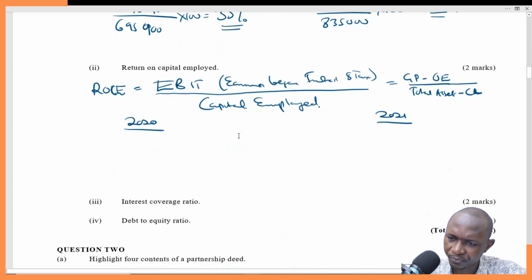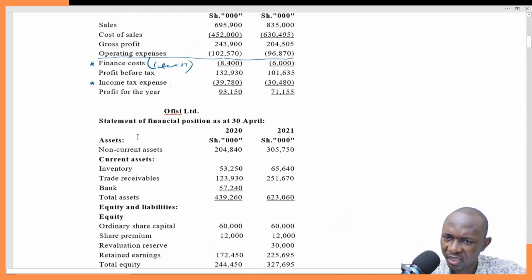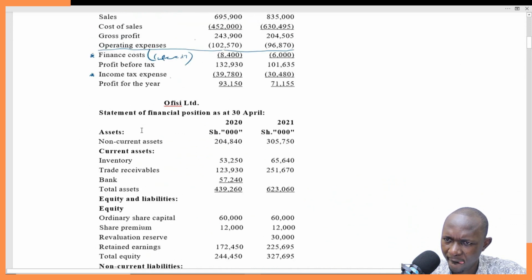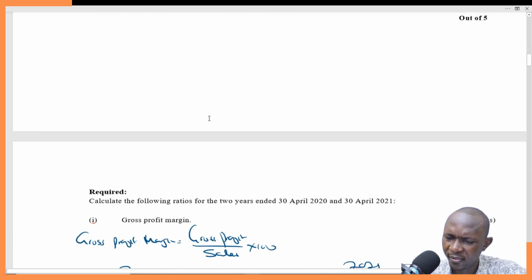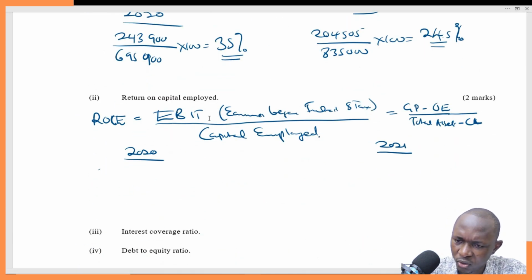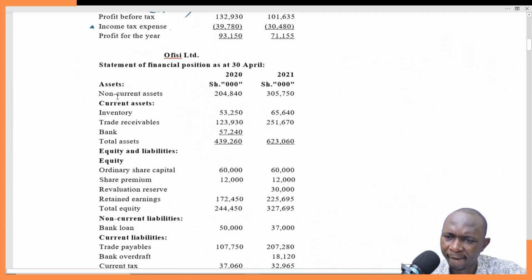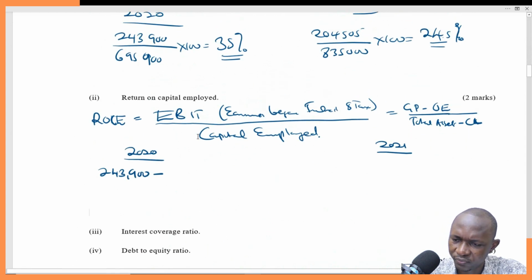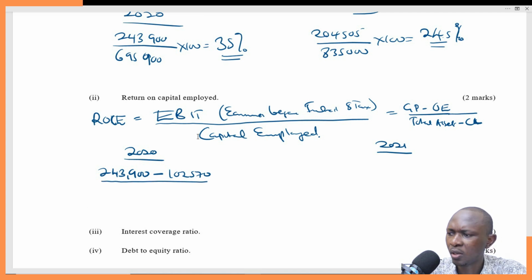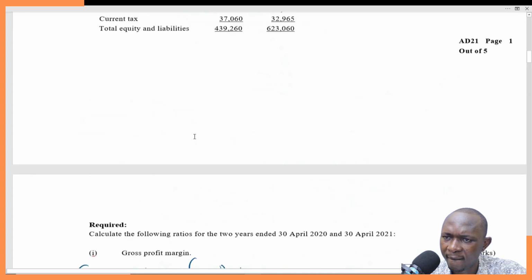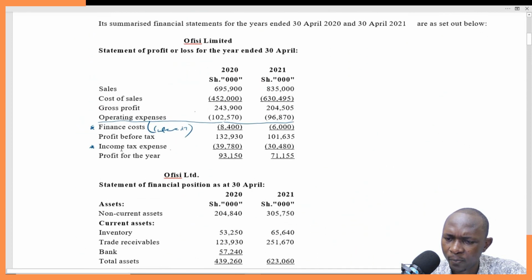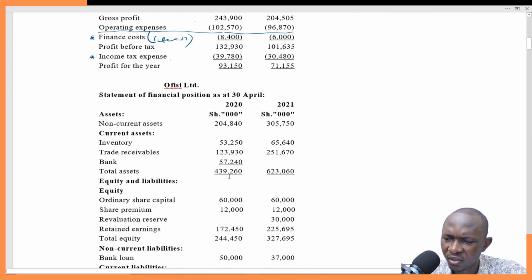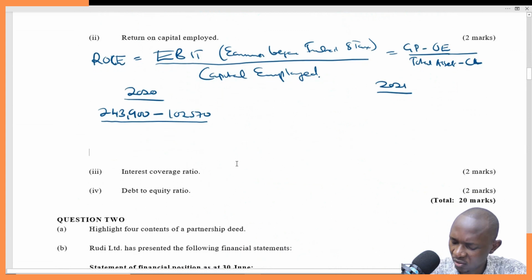So let's move. That is gross profit minus operating expenses. Here is our gross profit, 243,900. 243,900 minus operating expenses is 102,570. So 102,570 over total assets 439,260.